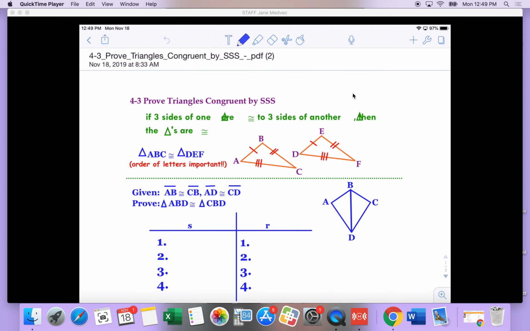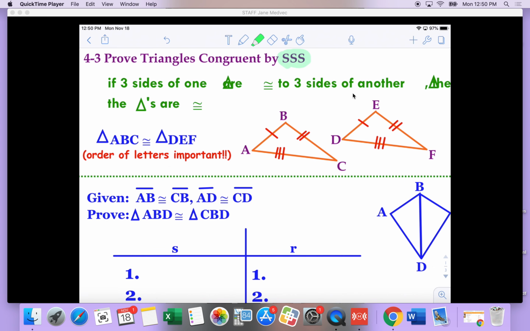Move on to 4.3, and we're going to start our proofs. The main thing that we're going to look at today is SSS, which means side, side, side. And what it means is if three sides of one triangle are congruent to three sides of another triangle, then the triangles are congruent.